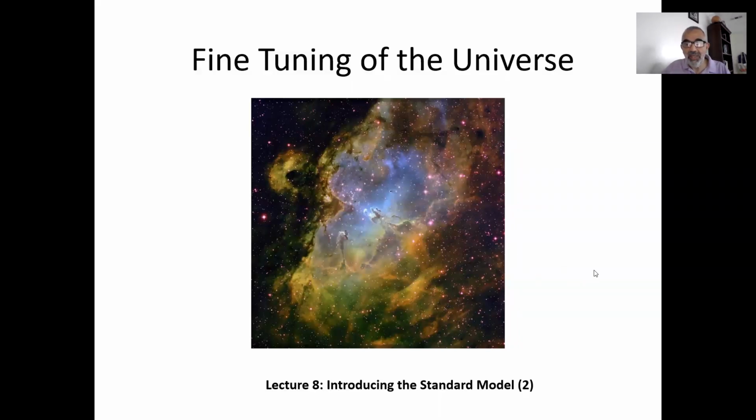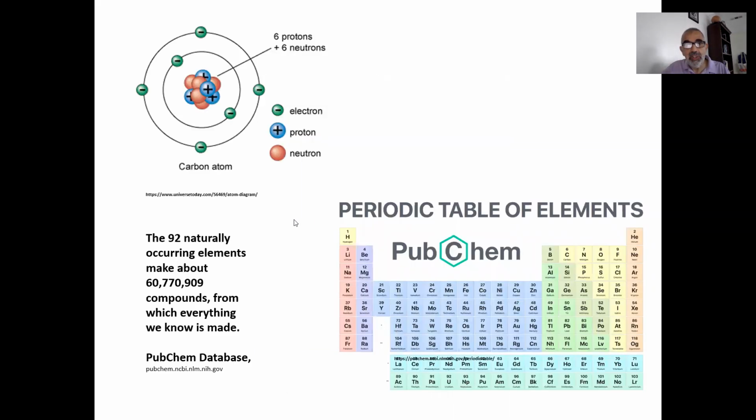Assalamu alaikum, welcome back. So we are now in lecture 8, introducing the Standard Model Part 2. And we had left off talking about the structure of the atom, that it's made up of a nucleus and outer electrons orbiting the nucleus, and that the nucleus is made up of protons and neutrons, with the protons being positively charged and the neutrons being neutral in electric charge, and the electrons, of course, are negatively charged.